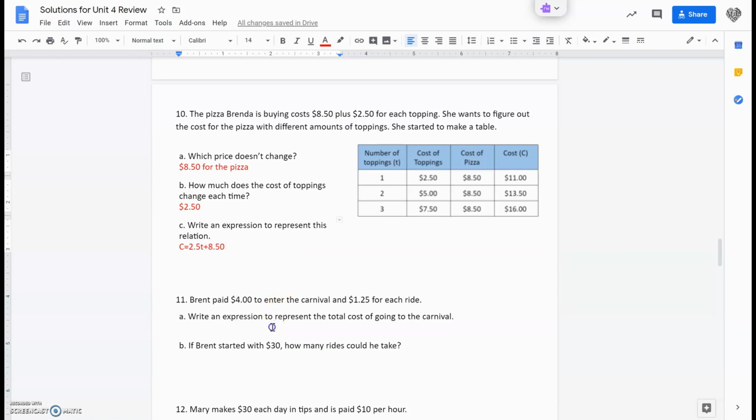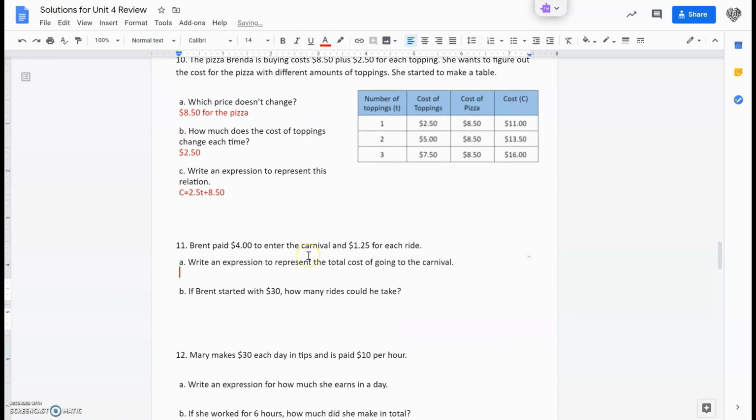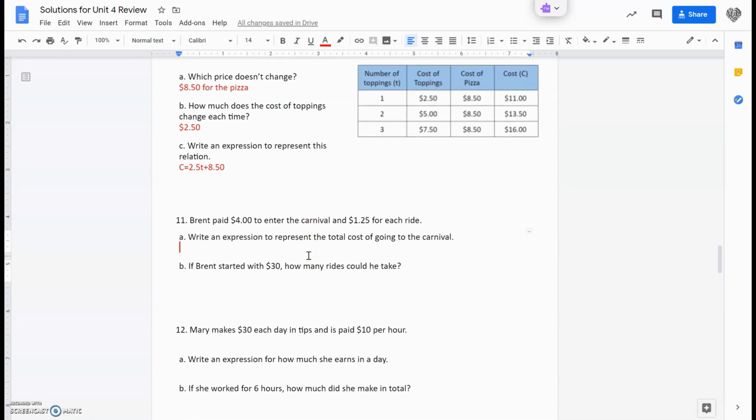Okay. Let's see, Brent paid $4 to enter the carnival and $1.25 for each ride. So let's write an expression for the total cost of going to a carnival. So we could say cost is $1.25 times the number of rides plus $4 to enter the carnival would be our equation. So if Brent started with $30, how many rides could he take?